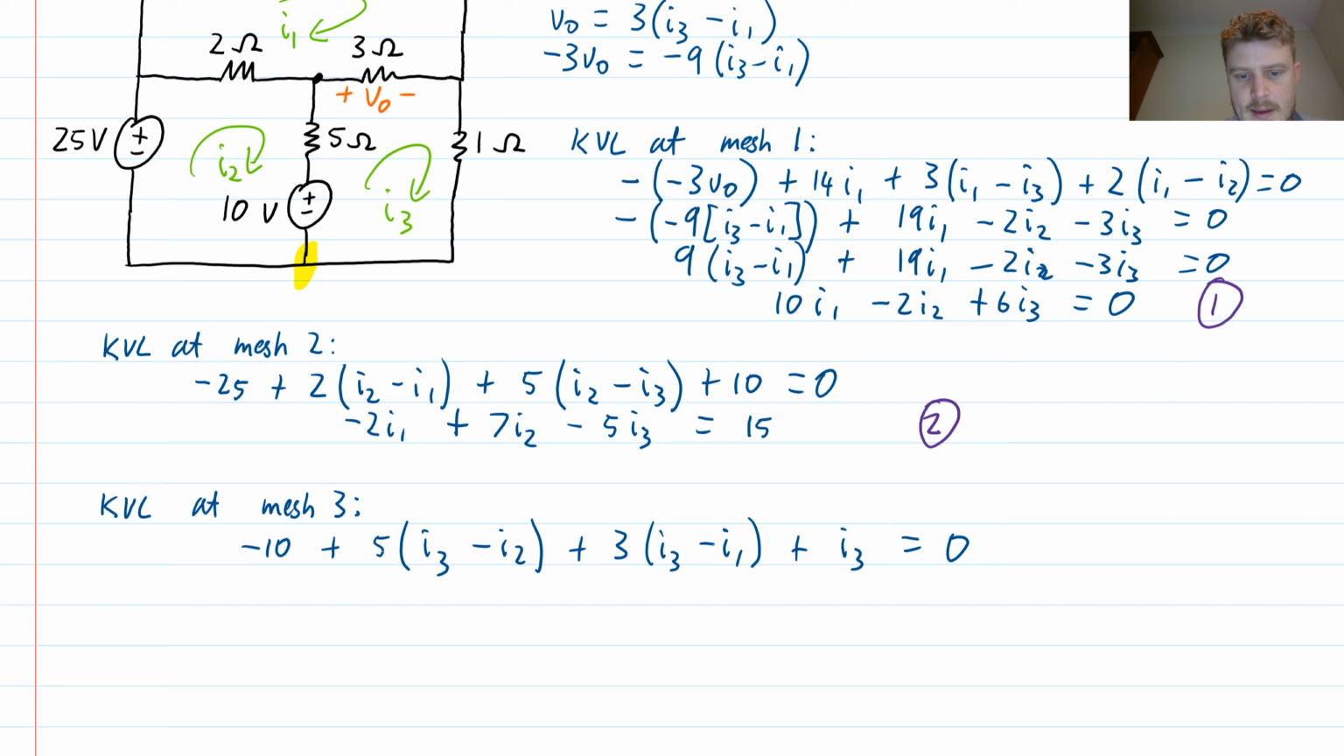Simplifying this one, terms involving I1 is just the minus 3 there. The terms involving I2 will be minus 5 I2. And then I3 will give me a 5 plus 3 gives me 8, plus 1 is 9. 9 times I3, and the 10 comes to the other side to be positive. So plus 10, and that will be equation number 3.